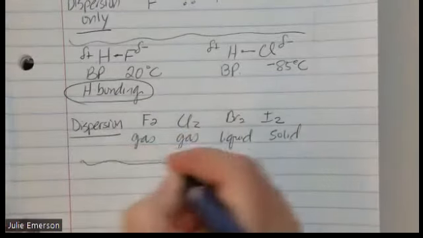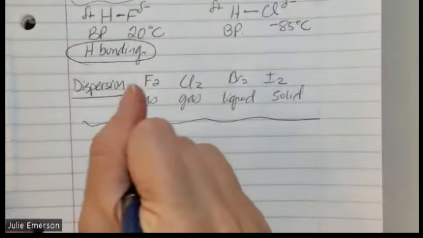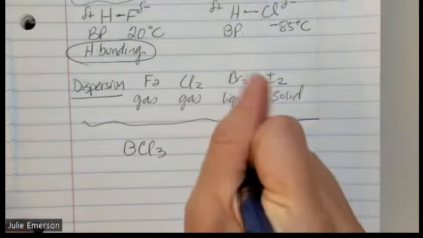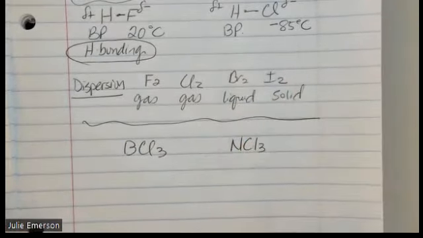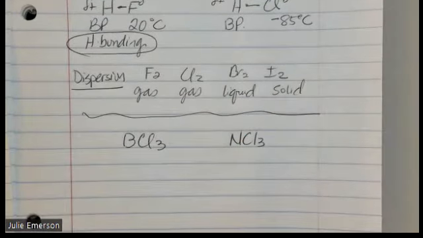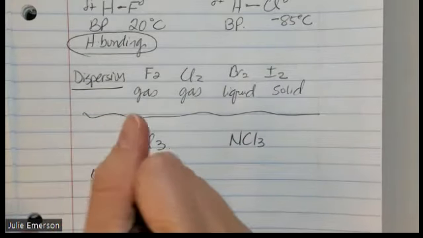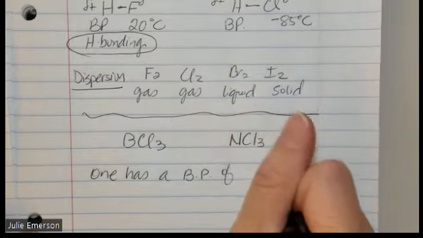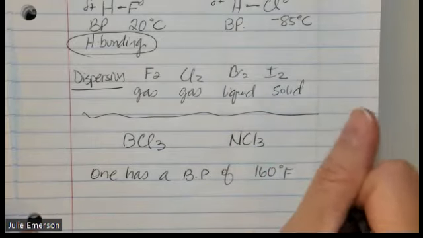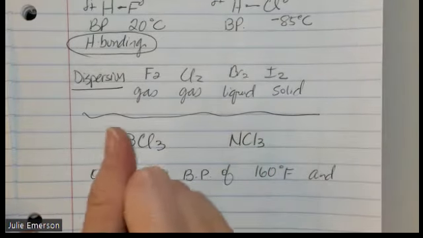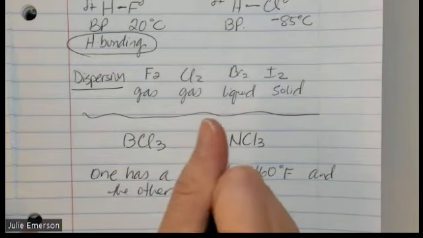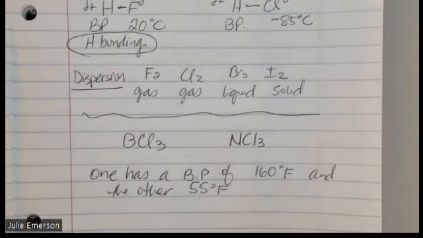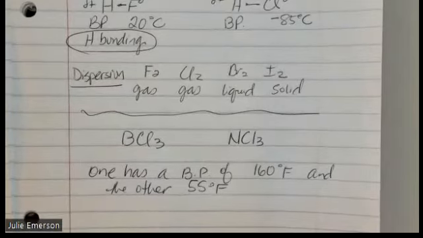I'm going to tell you we've got two compounds. Let's say one of them is boron trichloride and the other one is nitrogen trichloride, right? And those look like they should be roughly the same. And I'm going to say one has a boiling point of 160 degrees Fahrenheit and the other is 55 degrees Fahrenheit, right? So the temperature at which it boils is 55 degrees Fahrenheit versus 160.